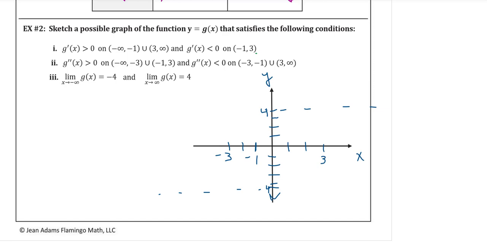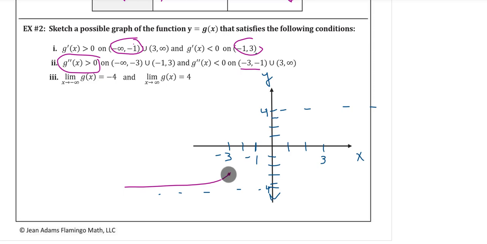Using the first set of information, let me add some other points here. We said we had a point of inflection at negative 3. So this function is going to come along this asymptote, and it's going to change concavity somewhere around negative 3. What I want to see is that it is concave up here, so it's going to come up like this. And then from negative 3 to negative 1, it's going to be concave down. I also know that at negative 1, I'm going to have a relative maximum because this function is increasing up to that point and then decreasing after it.